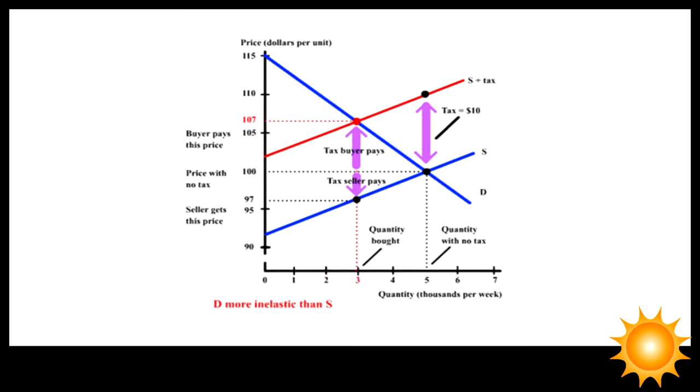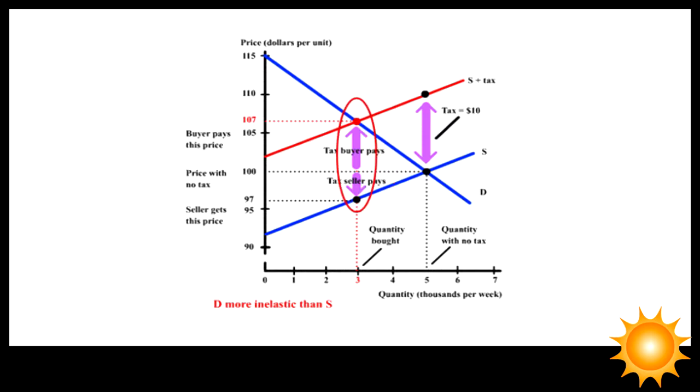Here, demand is more inelastic than supply. This angle measures the slope of the supply curve, and this angle measures the slope of the demand curve. The slope angle of the demand curve is larger than the slope angle of the supply curve. That means demand is more inelastic than supply. When demand is more inelastic than supply, buyers pay a larger share of the per unit sales tax.